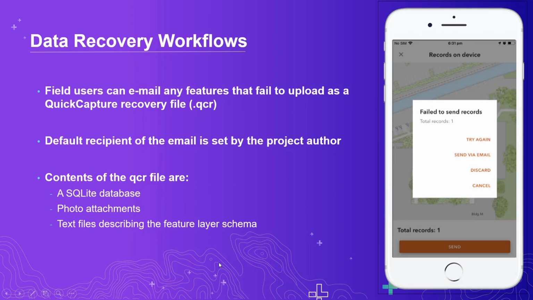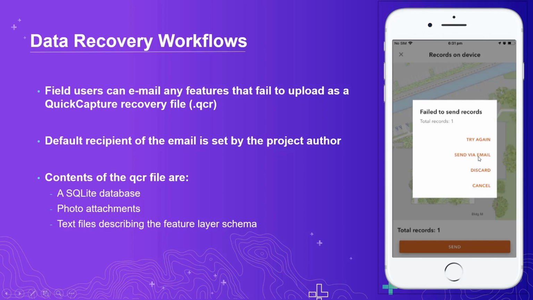This one is also interesting. There are sometimes when you have people out there in the field, they have been working for a few days and suddenly they cannot submit the data. Why? Well, who knows? Maybe the target feature layer has been accidentally deleted, or maybe the feature layer is no longer shared with them. Well, if that's the case, the data is not going to be lost. People in the field are going to get a message like this: failed to send records. And they can try again, they can discard, or they can send an email.